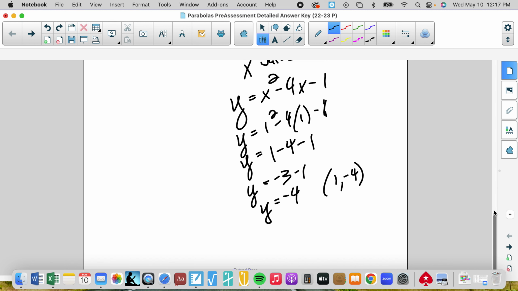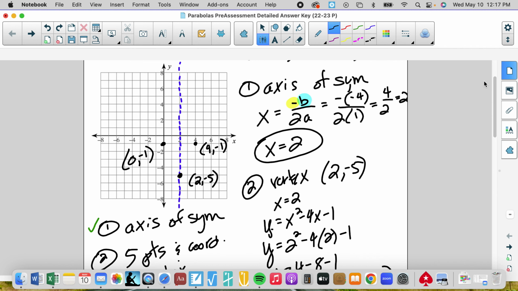That's my fourth point. (1, negative 4). That looks reasonable. That looks like a good location. Right? It works within the shape of the parabola that I was expecting to see. And if it's 1 away from the axis of symmetry, let's make it 1 away on the other side. And that location is (3, negative 4). I have 5 points, and I can now graph all of the solutions.